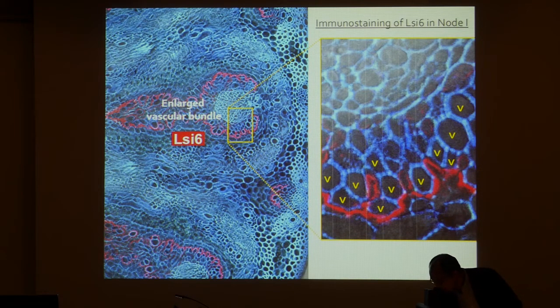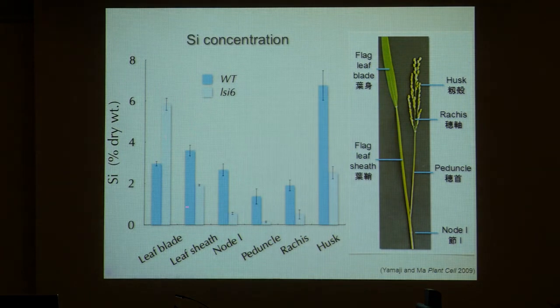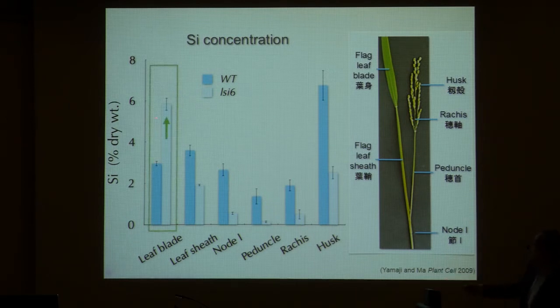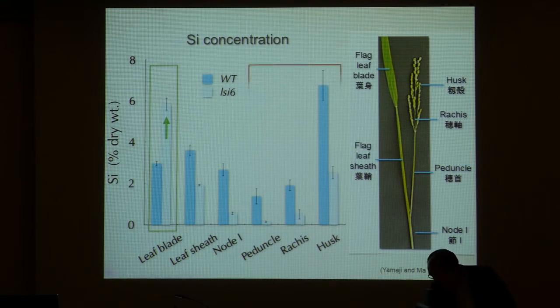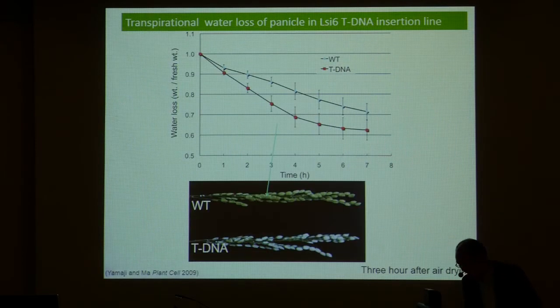So what happened if we knocked out Lsi6? You can see that if we knock out Lsi6, you get increased silicon accumulation in the flag leaf, but decreased silicon accumulation in the peduncle, rachis, and husk. So this means that Lsi6 is involved in the distribution of silicon to the panicle or to the flag leaf.